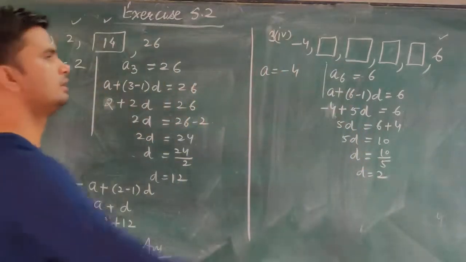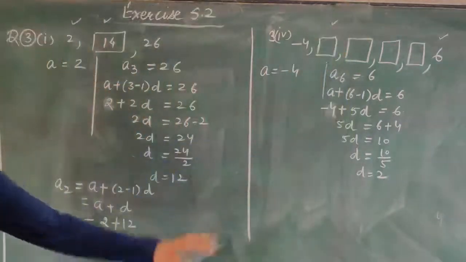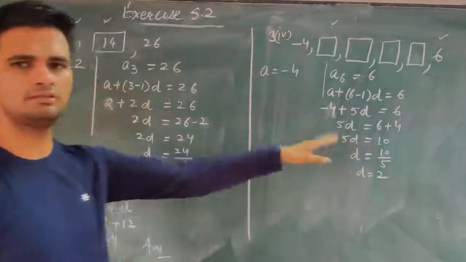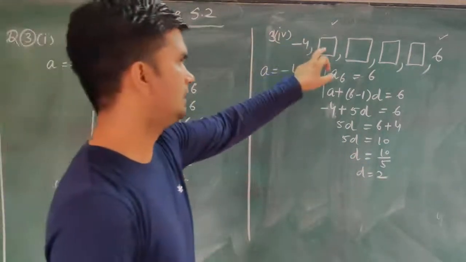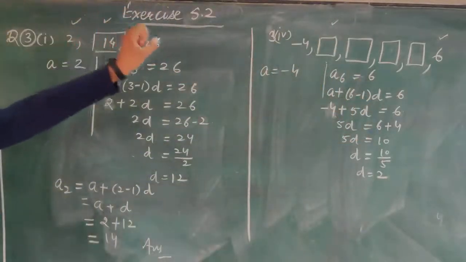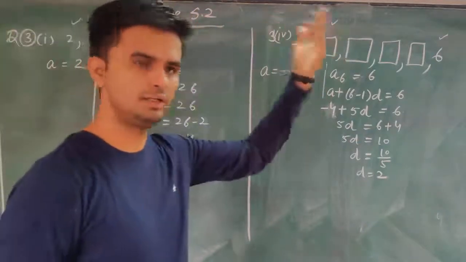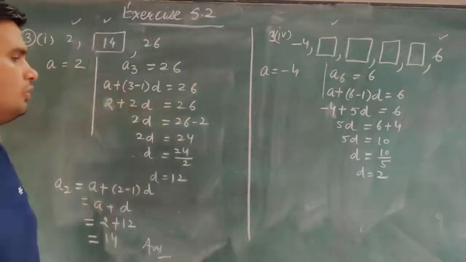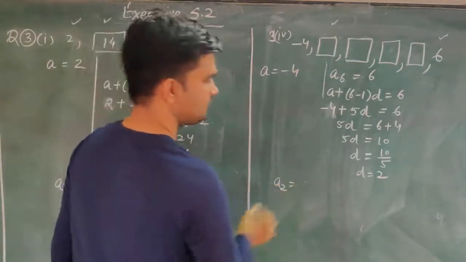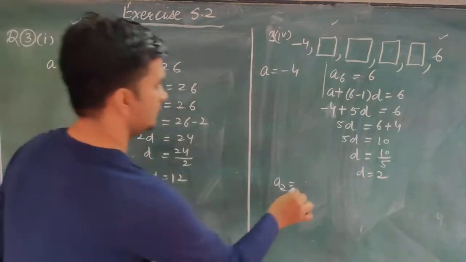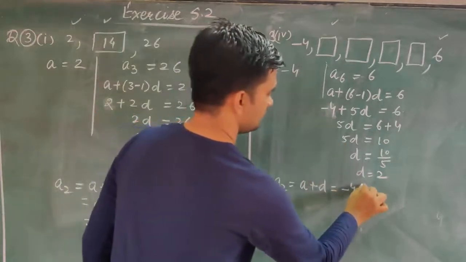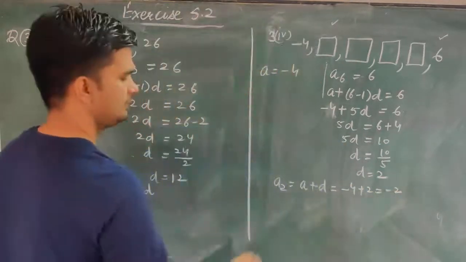Right? Now what is the second term? Then we can find it in two ways. One of the ways: A2 is A plus n minus 1 into D, means A plus 2 minus 1 into D. We can use the general term to find the term at second place, or we can find A2 in this way also, as we did in exercise 5.1. See, A2 is equal to A1 plus D. A is minus 4 plus 2, it is equal to minus 2.